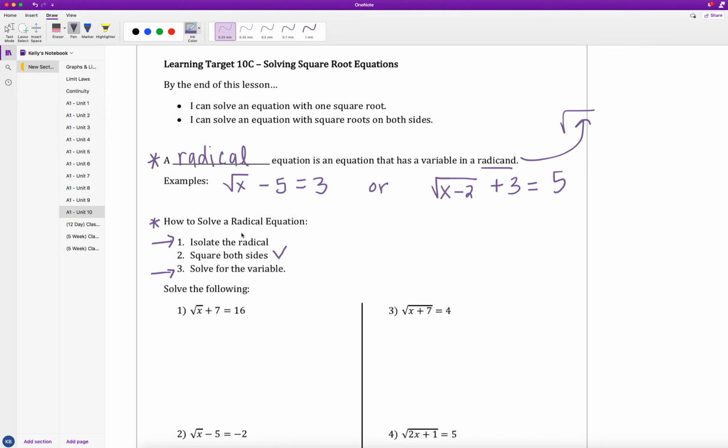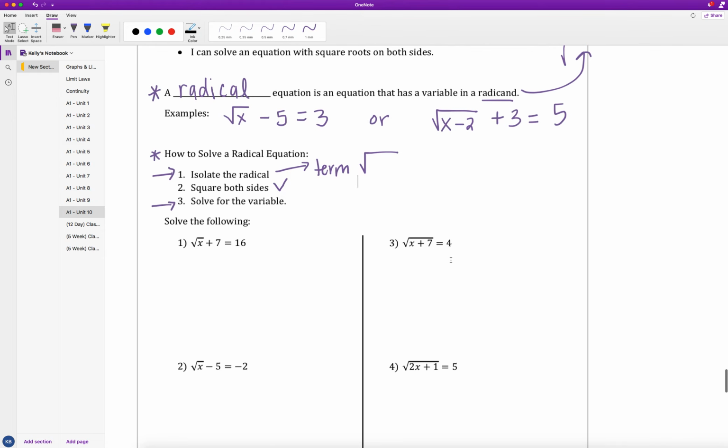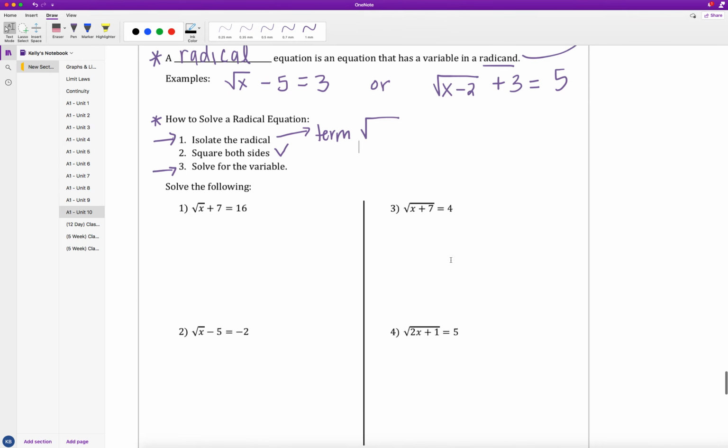I do want to clarify that isolating the radical means we're isolating the term with the radical sign. That does not mean I'm isolating just the x, but I'm trying to isolate the term with the radical. Let's look at some examples. For all of these, it says solve the following. In our first example, we have the square root of x plus 7 equals 16. Our first step is to isolate the radical.